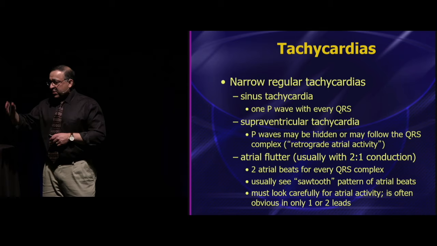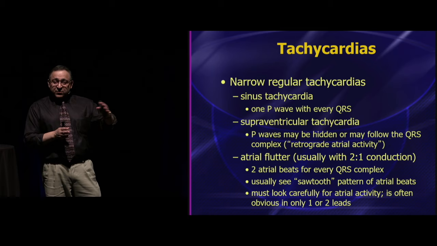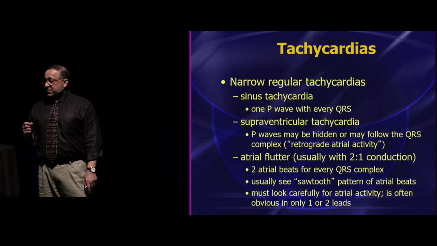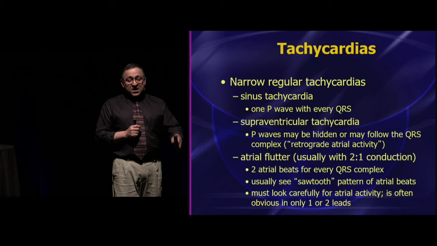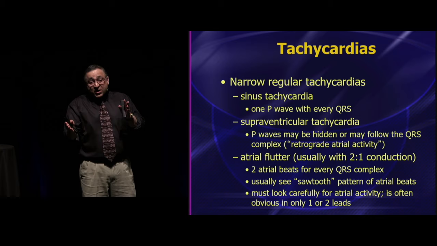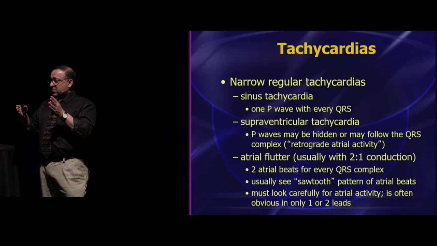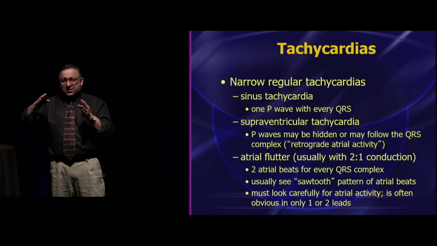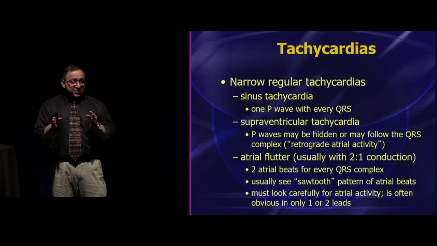Now, flutter's kind of tricky, and so we're going to spend a little time talking about flutter a little bit later on. Flutter is the most commonly misdiagnosed tachydysrhythmia. The reason is that when you've got flutter, a lot of times you've got one P wave buried in the QRS and one P wave buried in the T wave. So it can sometimes be tough to see those two P waves with every QRS. Whenever you see a heart rate of around 150, plus or minus a little bit, you've got to be really paranoid about flutter. I'm going to try to build paranoia into you a little bit later on, because flutter really, really tries to fool you.